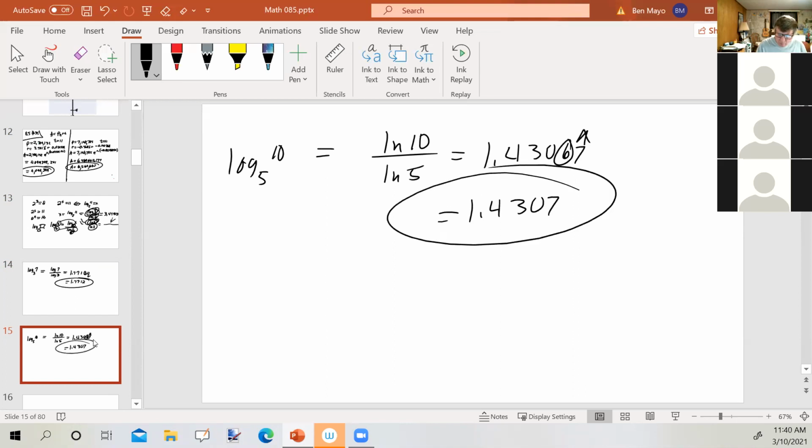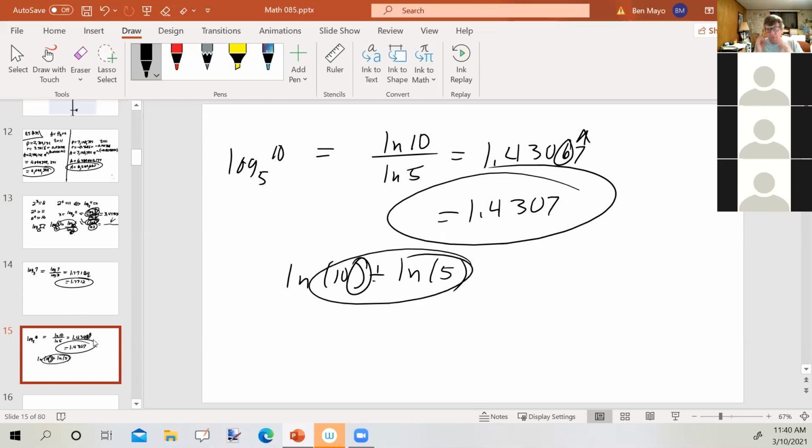When I say close it up, what I mean is, in my calculator, natural log 10, close it up, divided by natural log 5, close it up. Because if you don't put that second parenthesis there, it thinks all of this goes in there, and you don't want that. Okay. Do you need any more examples of this? I'll take that as a no.